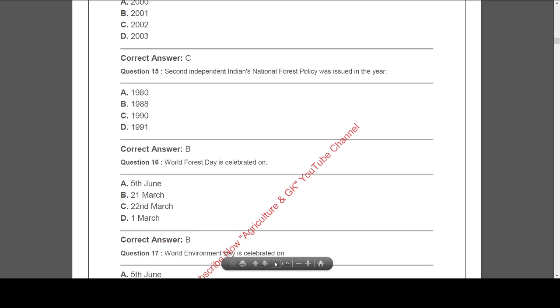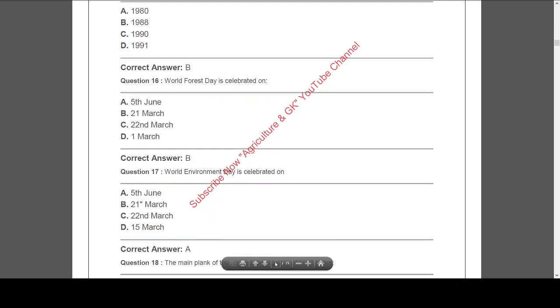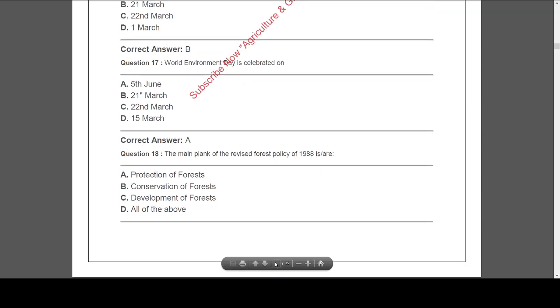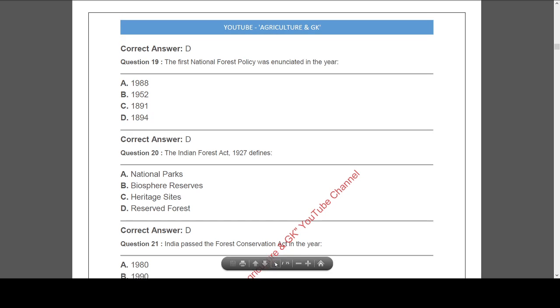वर्ल्ड फॉरेस्ट डे किस दिन मनाया जाता है? It is celebrated on option B, 21st of March. World Environmental Day, it is celebrated on option A, 5th June. We all know this. The main plank of revised forest policy of 1988 is, it is all the above: protection of forest, conservation of forest and development of forest. Option D. The first national forest policy was initiated in the year, option D, 1894 में.